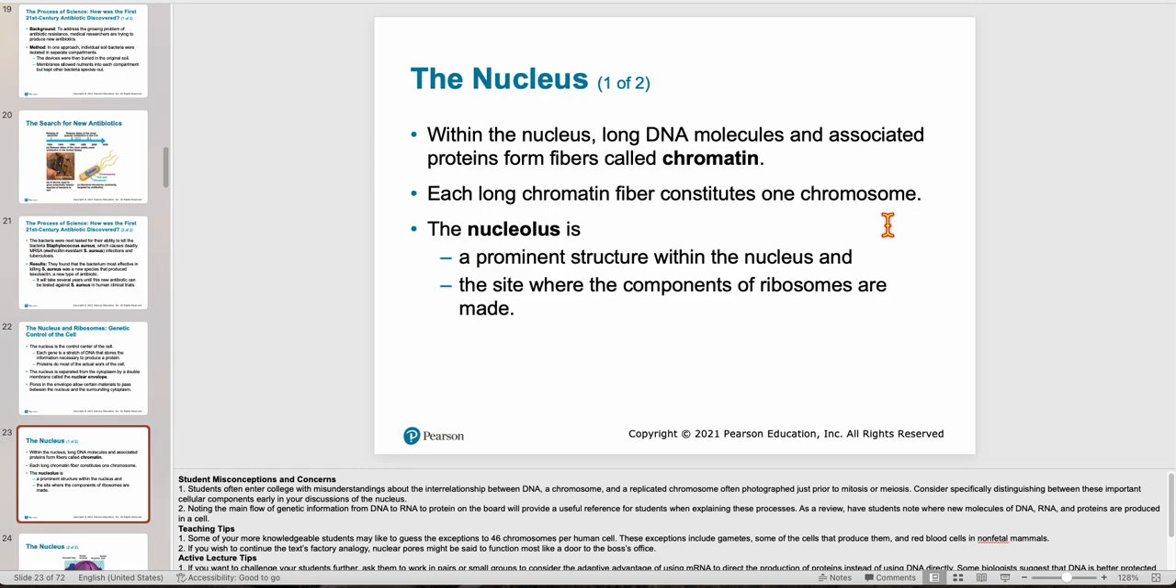So let me repeat that again. When the cell is not dividing, the DNA is called chromatin. And you can barely see it on the microscope. Then, during cell division, it turns into chromosome. And that's the X and the Y chromosomes that we see, where we have 46 chromosomes in a typical cell. And that's the only time you see the chromosomes, when the cell is ready to divide. Okay. All right, next slide.